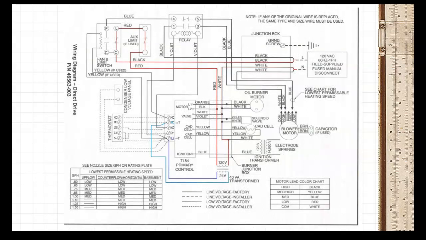Another wiring diagram. The reason I know it's a wiring diagram is because you have motors on here. You have a junction box. You have the transformer right here. These are what a transformer looks like. What does a transformer do? Anybody remember that one?